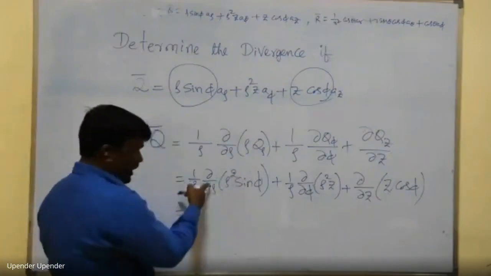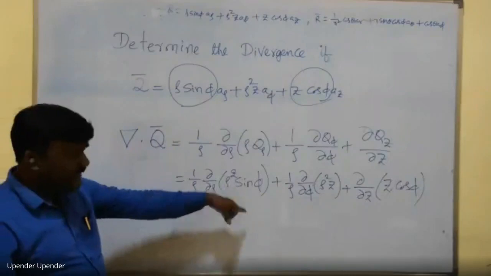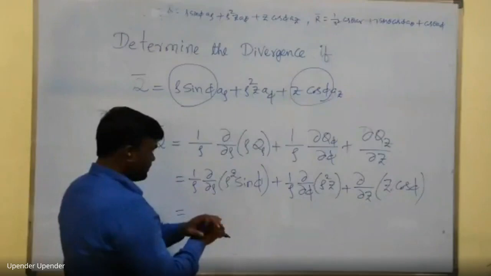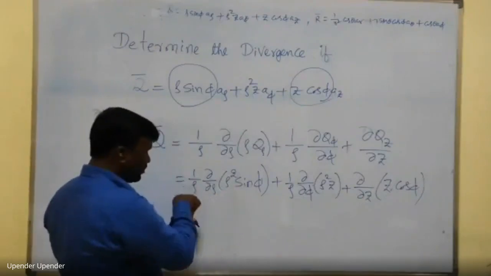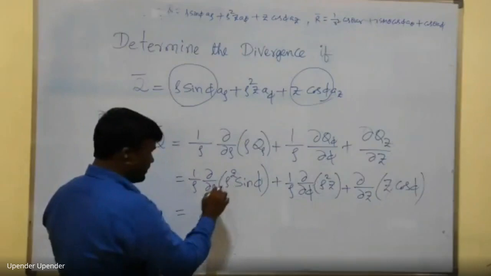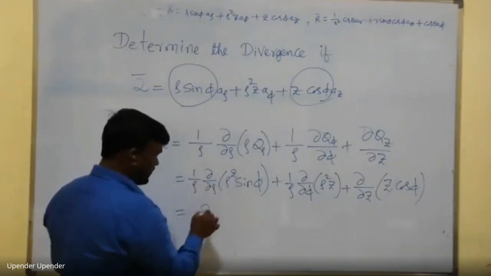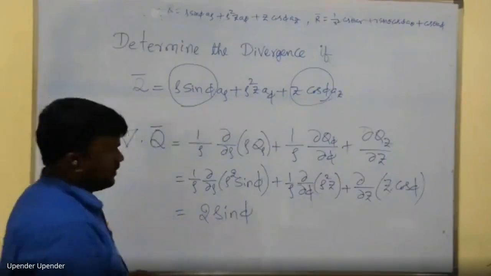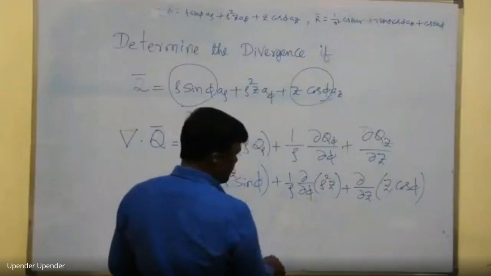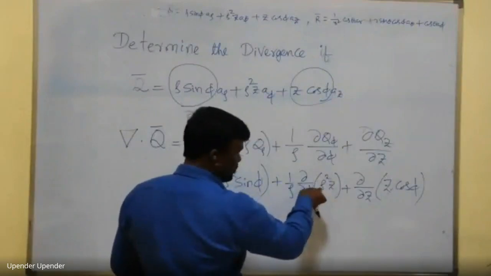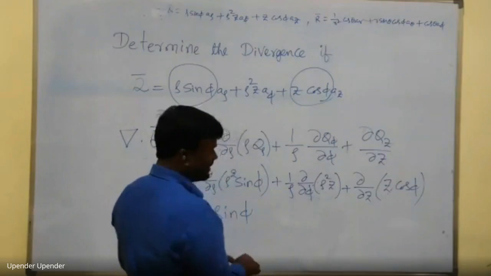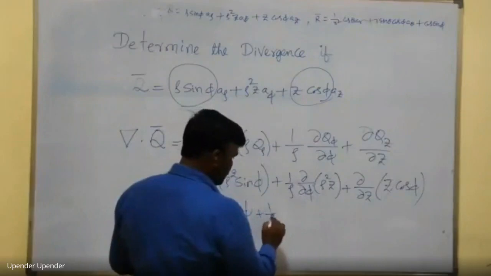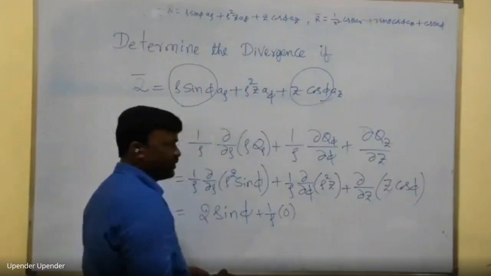Now simplify this one. Here, in partial differentiation with respect to rho, phi and z are treated as constants, so sin phi is constant. If you perform this partial differentiation, you will get 2 rho. Here rho cancels out, and the remaining term is 2 sin phi. Now differentiation with respect to phi: there is no phi component. Rho square is constant, z is treated as constant with respect to phi, and differentiation of a constant is 0. That means 1 by rho into 0.